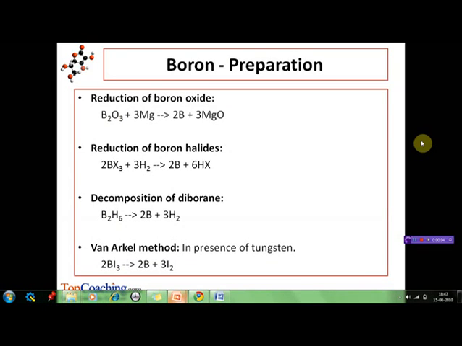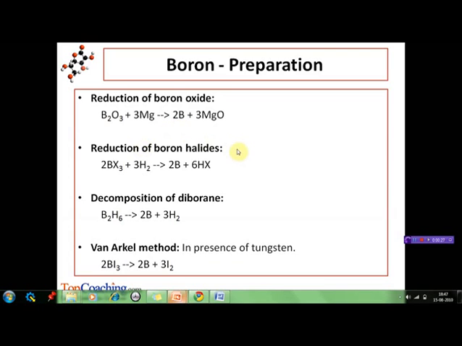Now let's have a look at some of the methods of preparation of boron. First method is by reduction of boron oxide. It is one of the earliest methods of preparation of boron. Boron oxide is reduced by metals such as magnesium and aluminium, and boron is obtained. This boron may have some impurity in the form of metal boride.